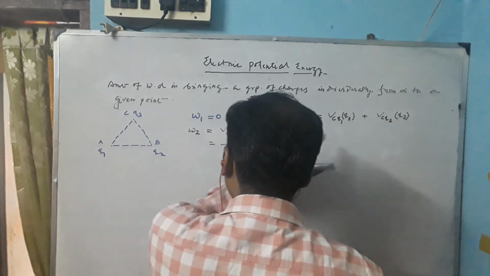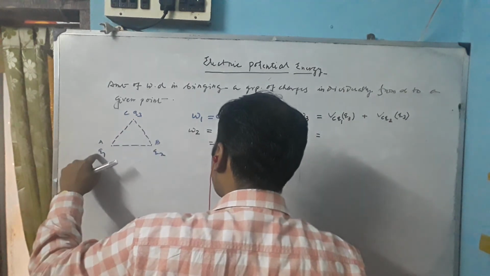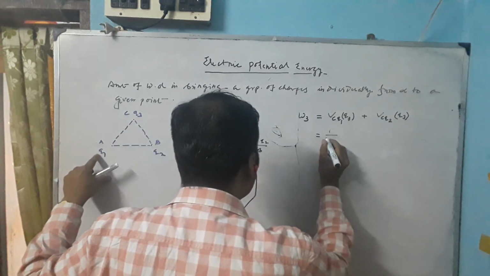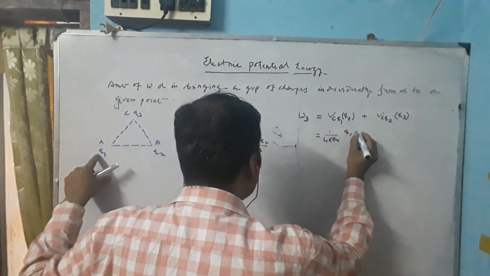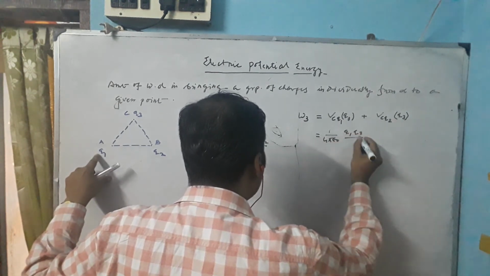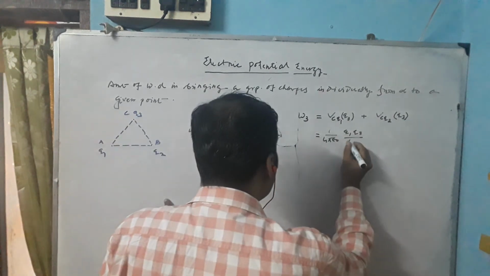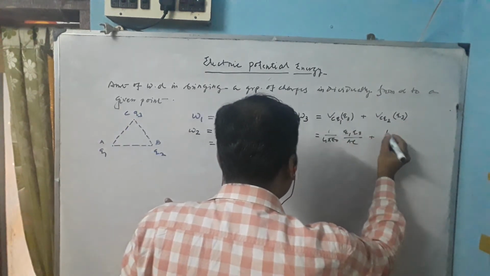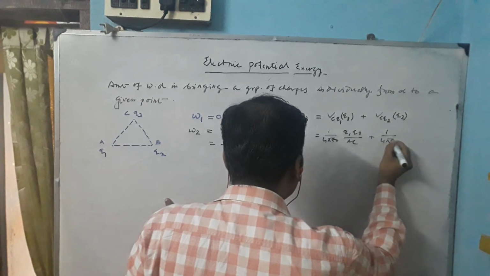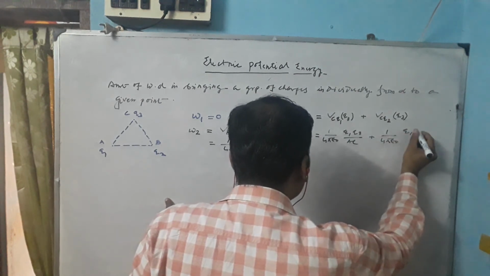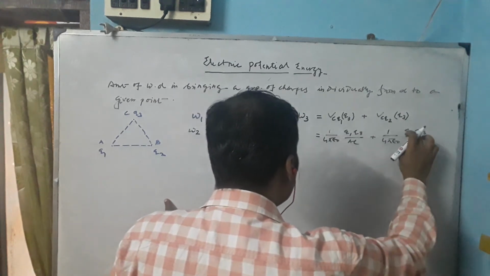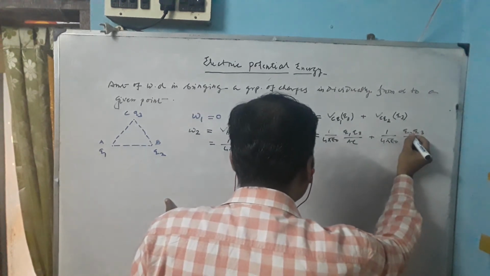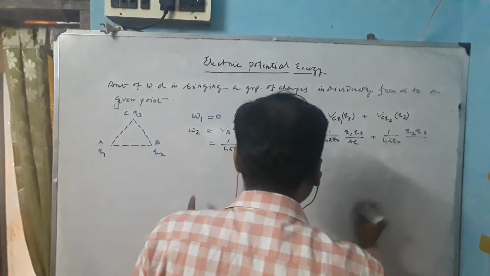Now what is VC due to Q1? Actually it is the potential at C because of this. So write the formula 1 by 4 pi epsilon 0 Q1 divided by this distance. Similarly, 1 by 4 pi epsilon 0 Q2 divided by this distance.